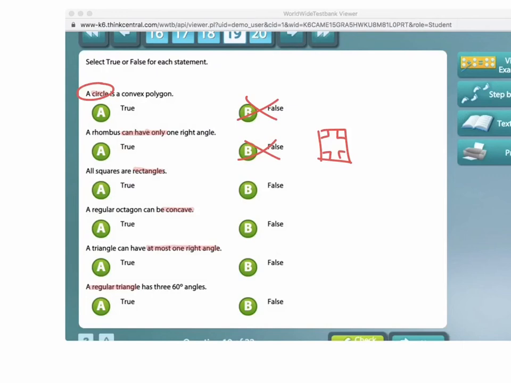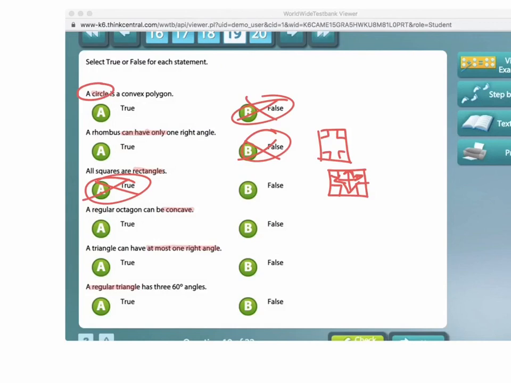All squares are rectangles. That is true. All squares are rectangles because by definition, the only thing you need to have a rectangle is opposite sides are parallel and 4 right angles. And a square has opposite sides parallel and 4 right angles, so it is true. So you got false, false, true.